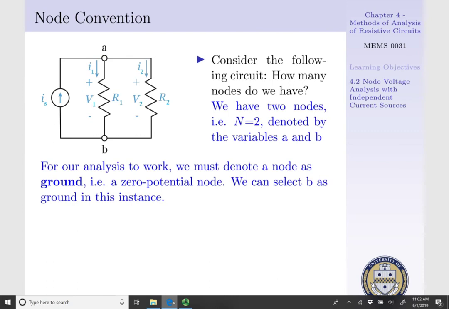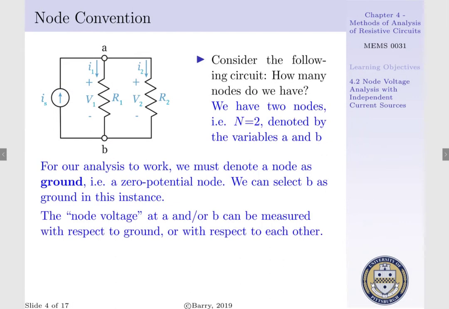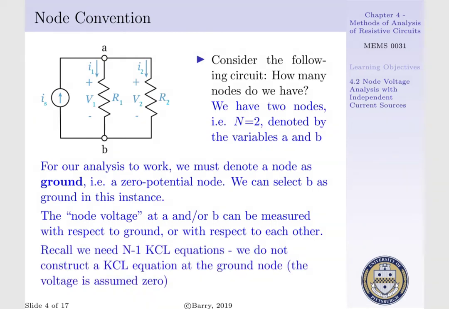For NVA to work, we often have to identify a ground. A ground is a zero potential node, and what we'll do is select B as a ground for this example. Now our ground will be represented by the following symbol, where we assume we have a zero potential within our system. The node voltage at A and or B can be measured with respect to ground or another node. Lastly, recall we need n-1 KCL equations. By habit, we do not construct a KCL equation at our ground node. Rather, we construct our KCL equations at all other nodes within our system.